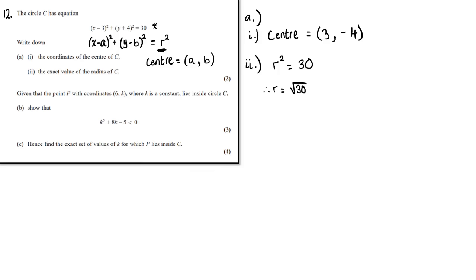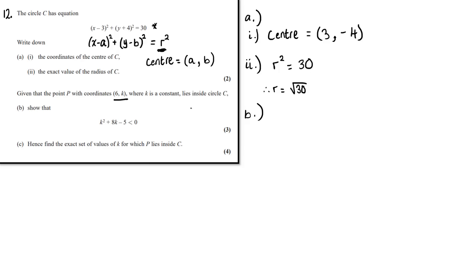Now for part B, we are given that the point P with coordinate 6k, where k is a constant, lies inside the circle C. And what we want to do here is show that k squared plus 8k minus 5 is less than 0. And mathematically, part B isn't too tricky, but it might be a bit tricky to see where we start and how we actually end up with this quadratic inequality here.